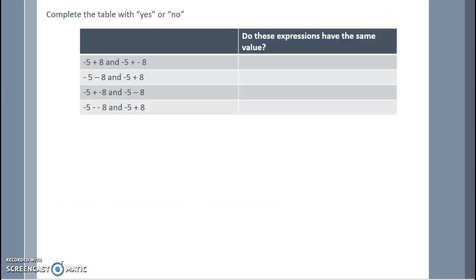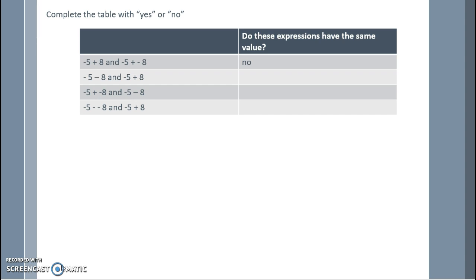Complete the table with yes or no. Pause the video and see if you can identify whether these claims are equivalent or not. -5 plus 8 and -5 plus a -8 are not the same. -5 minus 8 and -5 plus 8.